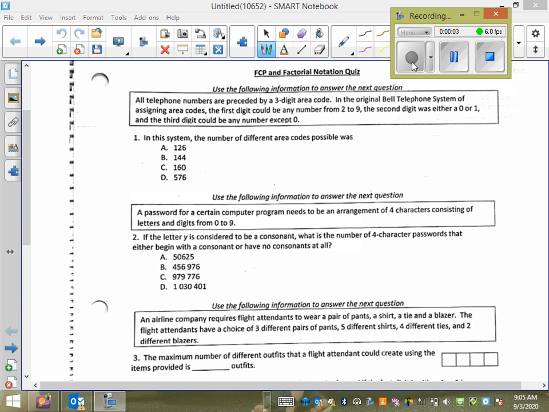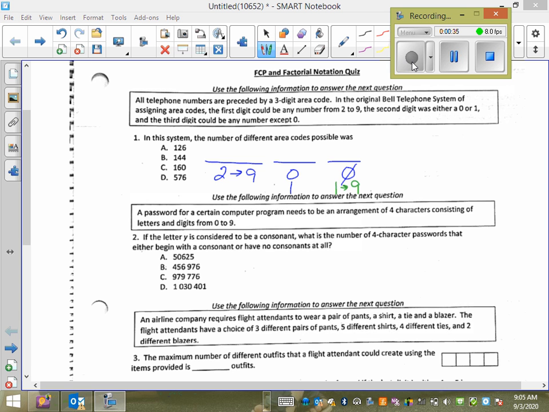All telephone numbers are preceded by a 3-digit area code. In the original Bell telephone system of assigning area codes, the first digit could be any number from 2 to 9. The second digit would be 0 or 1. And the third digit could be any number except 0. So it could be 1 to 9, right?